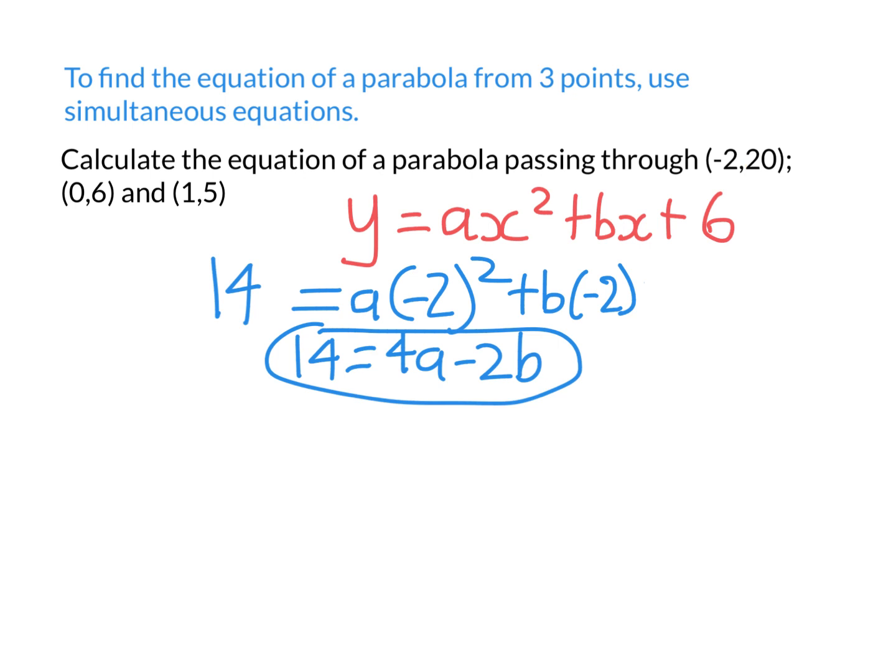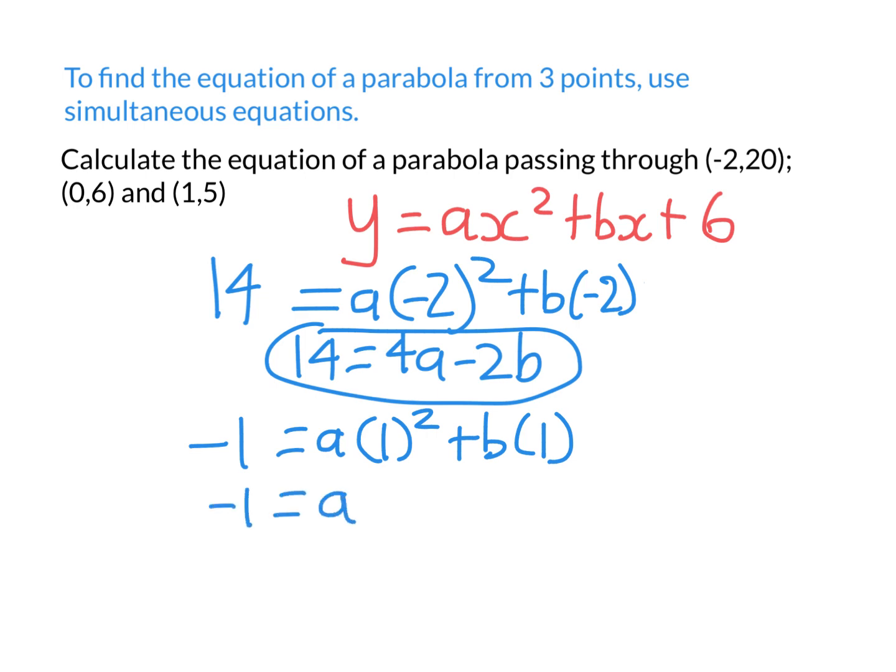Now, to find the second equation, I'm going to use this point. I'm not going to use the 0, 6, because I already used that to find c. I'm going to use this point here. So we have y equals a times x squared plus b times x plus c. Once again, I'm going to subtract 6 from both sides to make this a little easier to work with. I just get -1 equals a plus b.